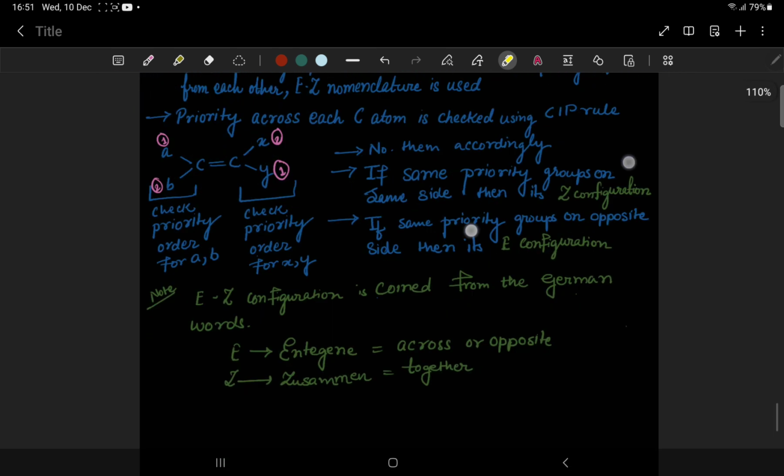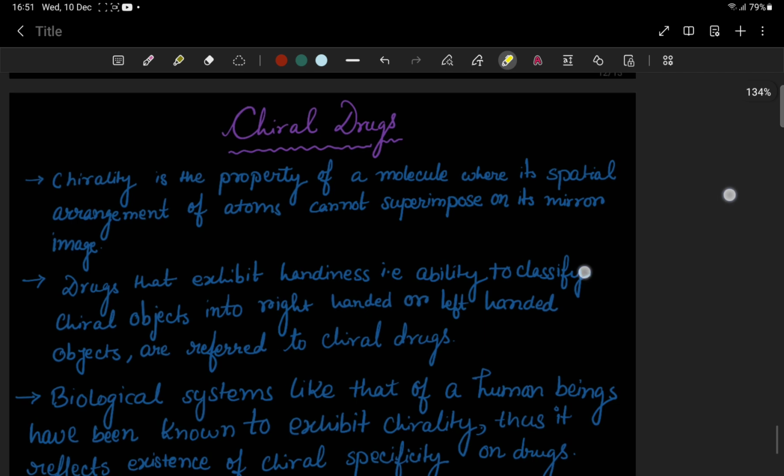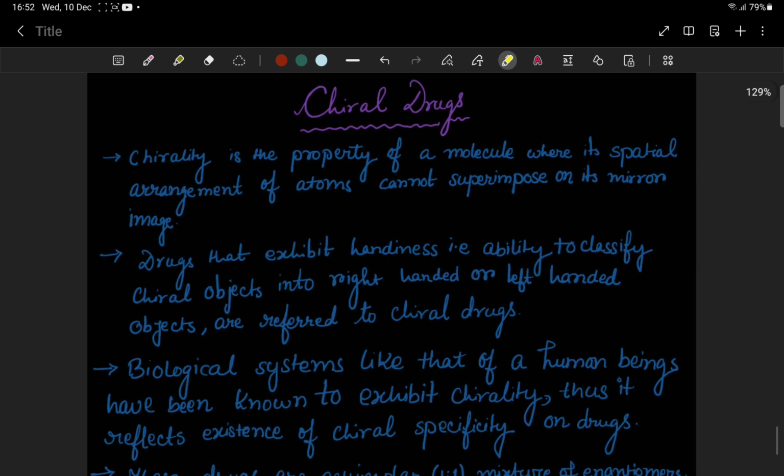So here we are completely done with the EZ nomenclature, and coming to our very last topic, that is chiral drugs. What is chiral drugs? See, from an exam point of view, I would just say remember its example and you are done. But as I'm teaching it thoroughly, I would get deeper into its theory. But you don't have to recall each and everything. Just remember what I am telling you. That's it.